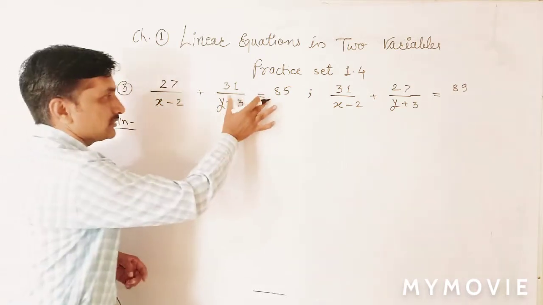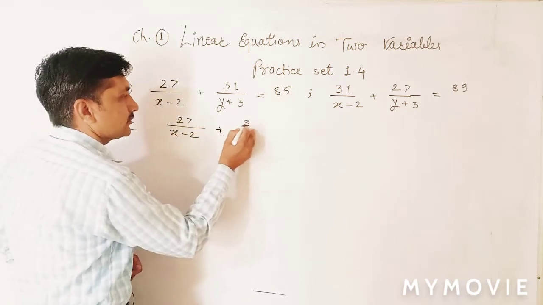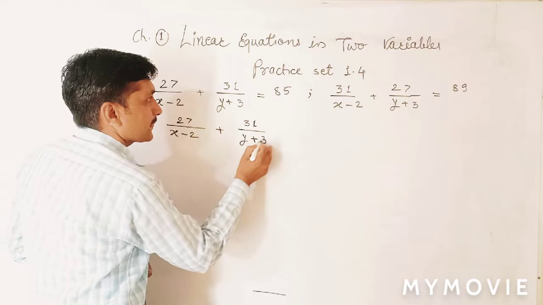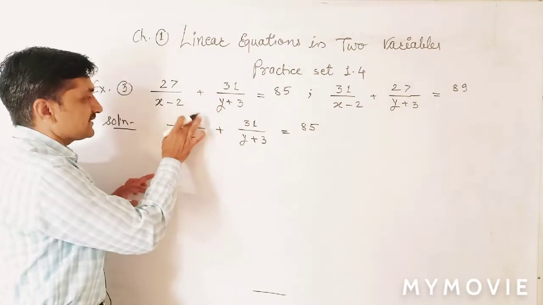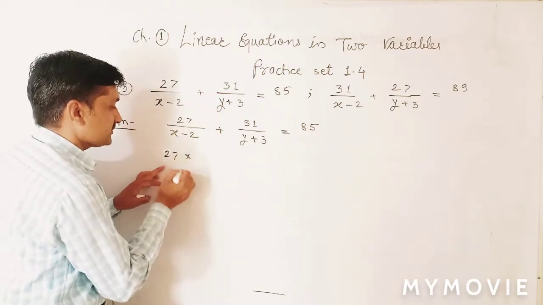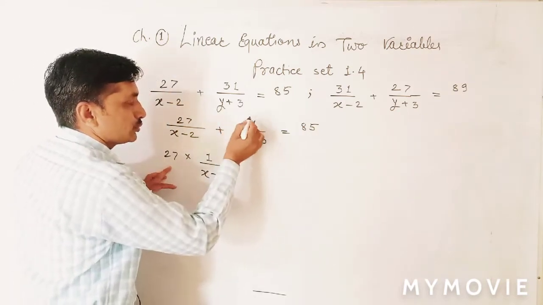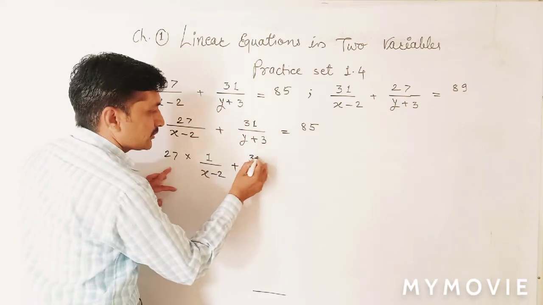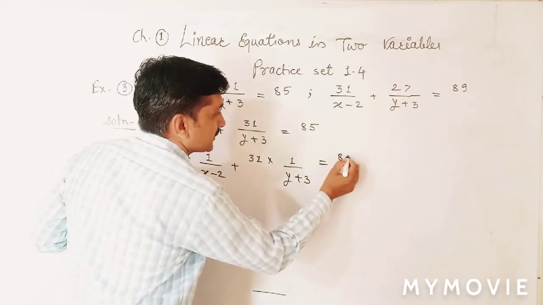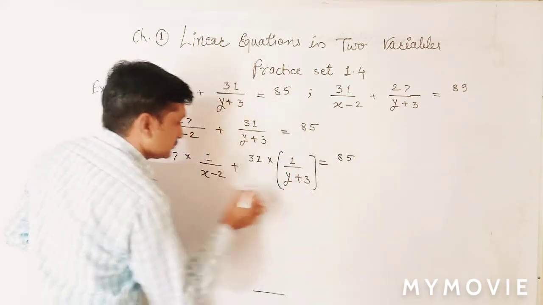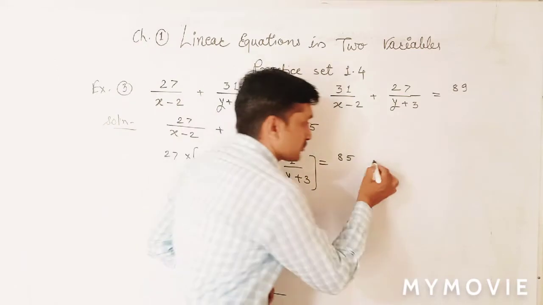First I write the given first equation as it is, 27 upon x minus 2 plus 31 upon y plus 3 is equal to 85. In this equation I separate this numerator from this fraction: 27 multiplied by 1 upon x minus 2 plus, here also I take it separate, 31 multiplied by 1 upon y plus 3 is equal to 85 as it is, and I put this fraction in brackets. Now here I give equation number 1.